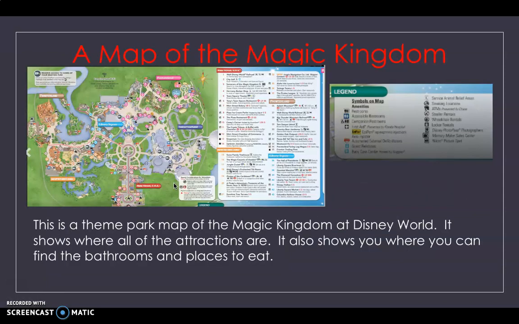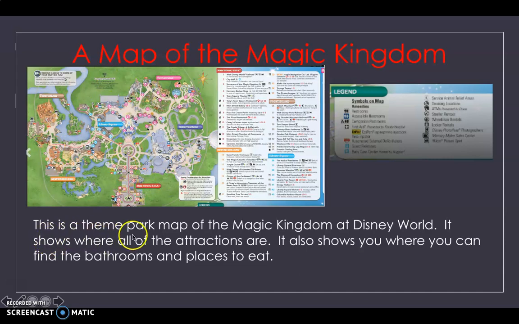Oh, a theme park map. Like, for example, the one here is a map of the Magic Kingdom. That's one of my most favorite places to go in Disney. How many of you have been to Disney? I bet a lot of you are saying yes, and you probably carried this map with your family.